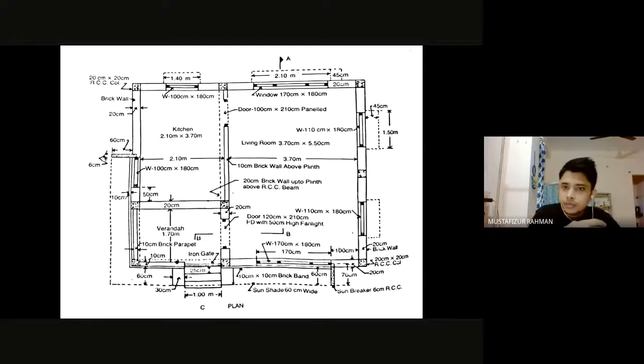Then the plan is given. So this one is framed. So we will have beams and columns. Okay, at the edges, these are columns, 20 centimeter by 20 centimeter RCC column. Again, this is for solving and learning. There will never be a 20 centimeter by 20 centimeter column now. Okay, the minimum size will be 9 inch by 9 inch or 230 mm by 230 mm.